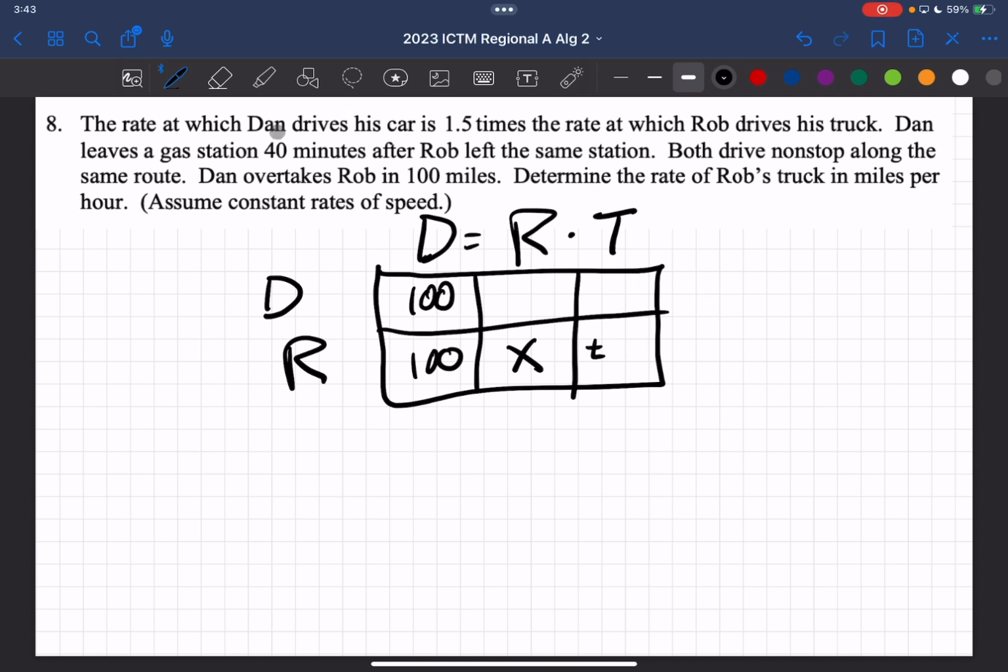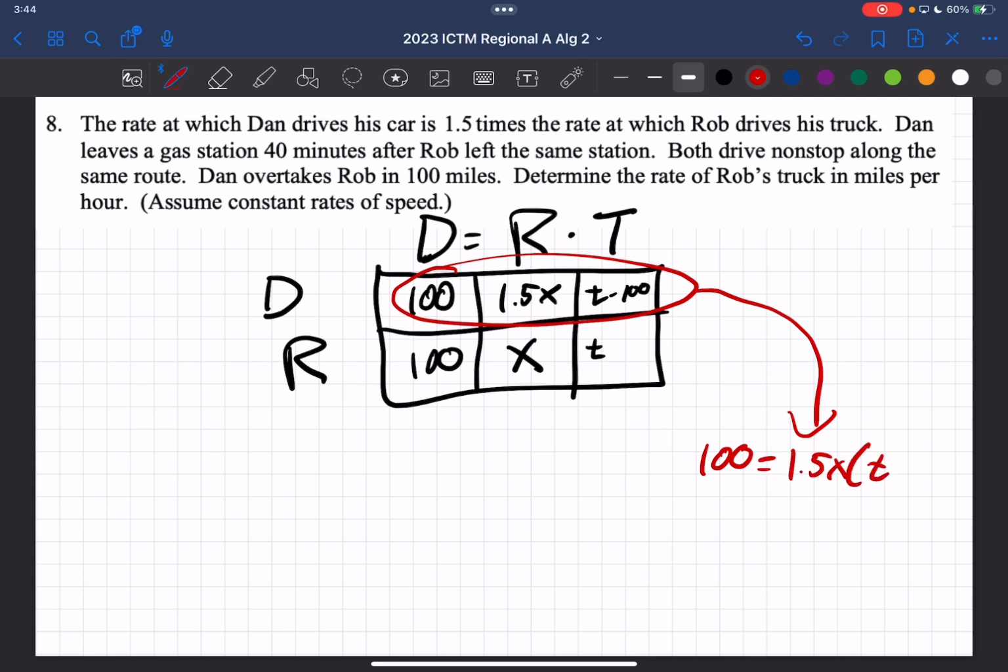Now for Dan, he traveled 40 minutes less. So this is T minus 100. Now, it says the rate at which Dan drives his car is 1.5 times the rate at which Rob drives his truck. So I can say 1.5x. If I were to write out this equation, this would be 100 equals 1.5x times t minus 100. So we have 1.5xt minus 150x.